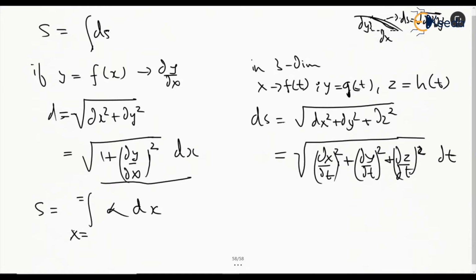Because x, y, z are all function of t, so instead of dx square, dy square, dz square, we can write dx by dt square, dy by dt square and dz by dt square. Then it will be easier to integrate this certain function, let's say alpha again, in terms of dt with the limits of t, right? This makes it easier.